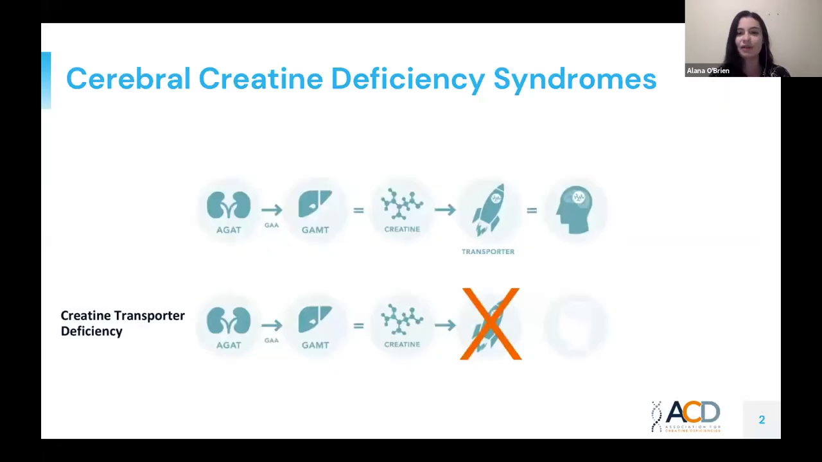So cerebral creatine deficiency syndromes are a group of disorders that affect some steps in the creatine synthesis pathway. Today I'm going to be talking about a patient with creatine transporter deficiency, where there is a deficiency with the creatine transporter. So creatine isn't transported into the vital organs that need it, like the brain and the muscles, and there's a buildup of creatine in the blood.